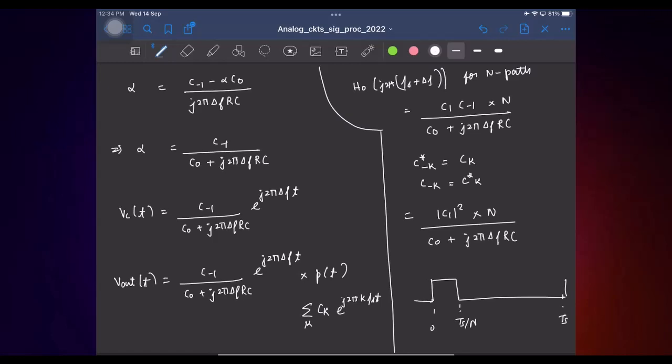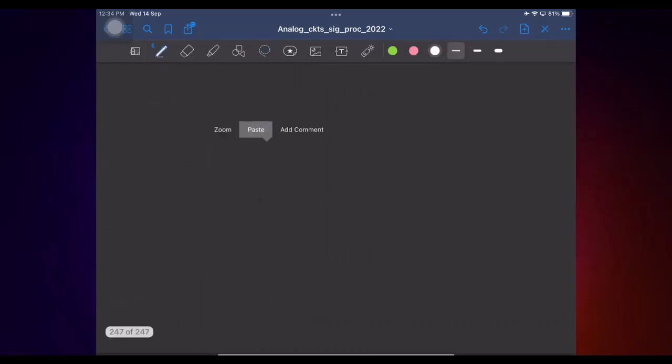So what is C0 for this? What is the DC value for this? What is the DC value? No, this is from 0 to 1, right? Everything we assumed like this. It's on for Ts by N, isn't it? It's 1 by N, right? Fine, so this becomes 1 by N.